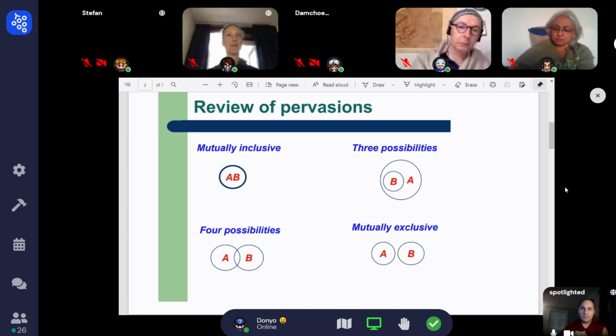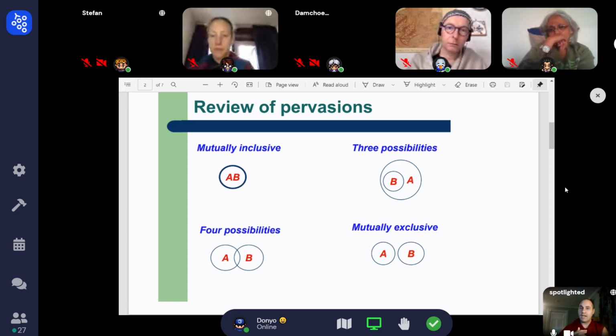So now 3 possibilities would be, just like the Venn diagram, there are things which are A but not B, yet if something is B, it is necessarily A. So this was the example of form and external form. There exists form which is not external form. There is a non-pervading joint, a non-pervading possibility.